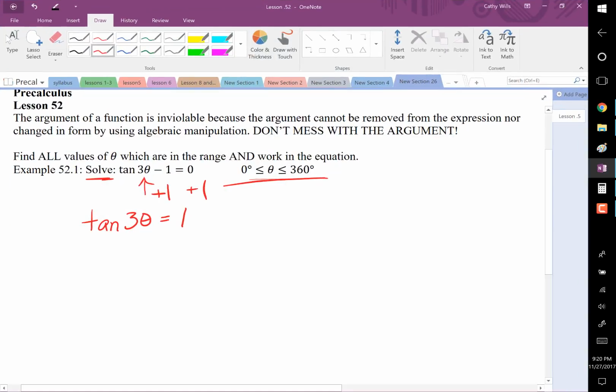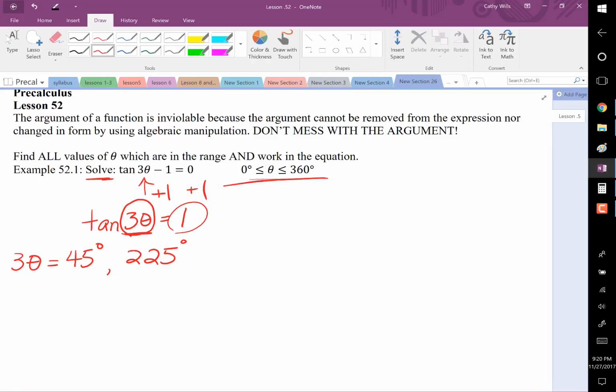All right, so now theta doesn't equal 45 and 225. 3 theta is 45 or 225. So those are the 2 values that have a tangent of 1. All right, so that's what the argument is. To make this a true statement, 3 theta has to be 45 because tangent 45 is 1. To make this a true statement, 3 theta has to be 225 because tangent 225 is 1.